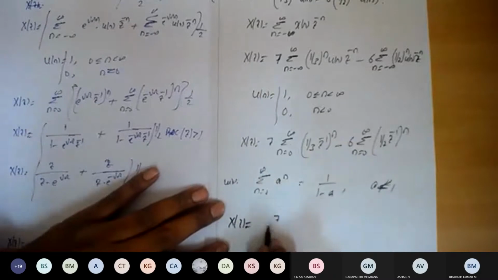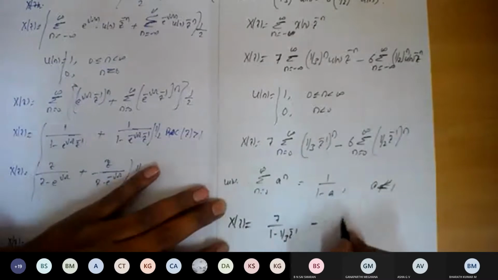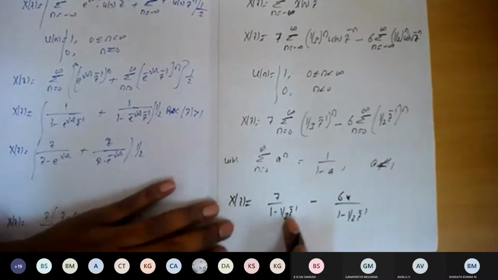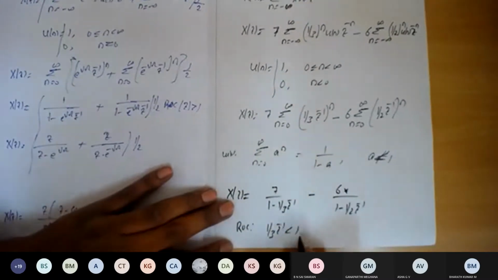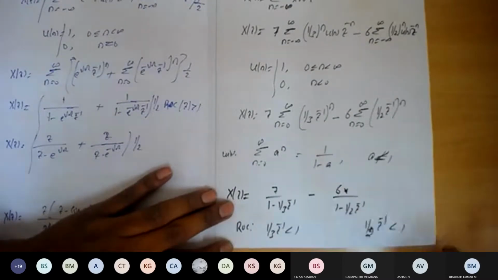So 7 divided by 1 minus 1 by 3 into z inverse, minus 6 into, here it is 6 divided by 1 minus 1 by 2 into z inverse. The ROC for the first one is 1 by 3 into z inverse should be less than 1, and the ROC for this one is 1 by 2 into z inverse should be less than 1. So we'll solve for the ROC.